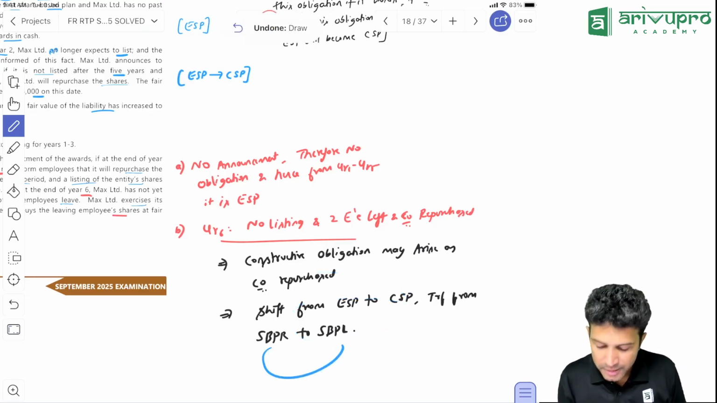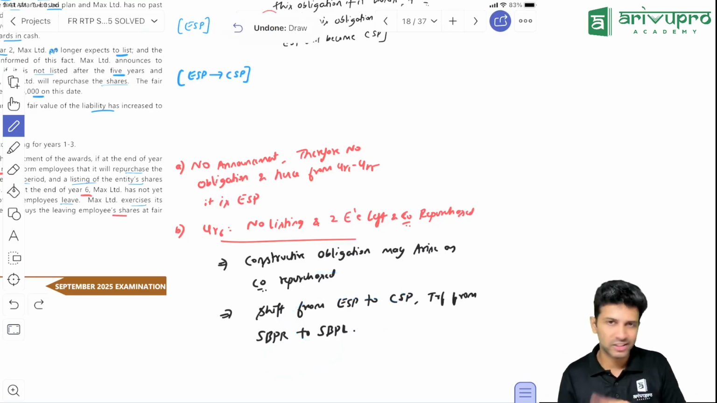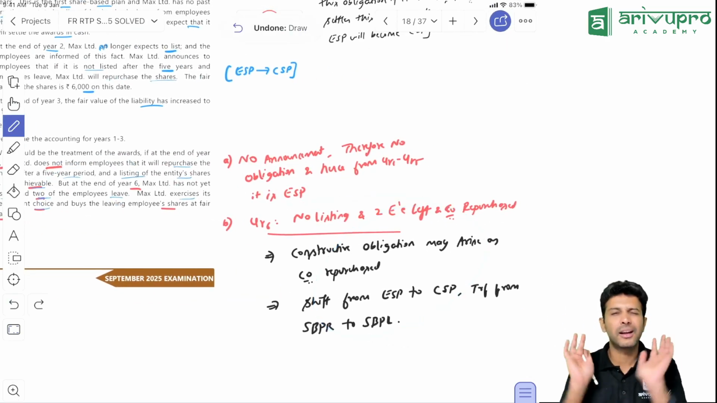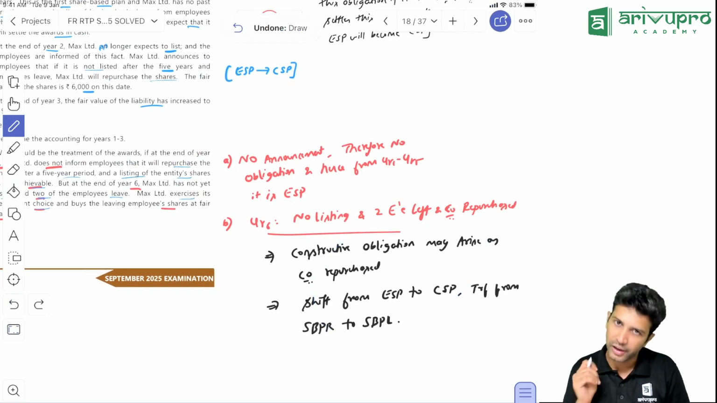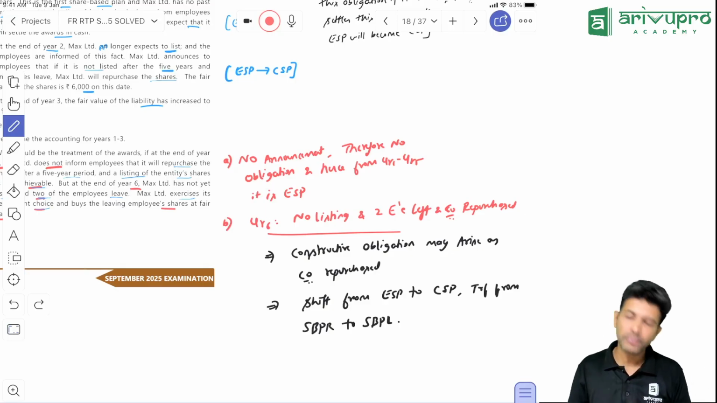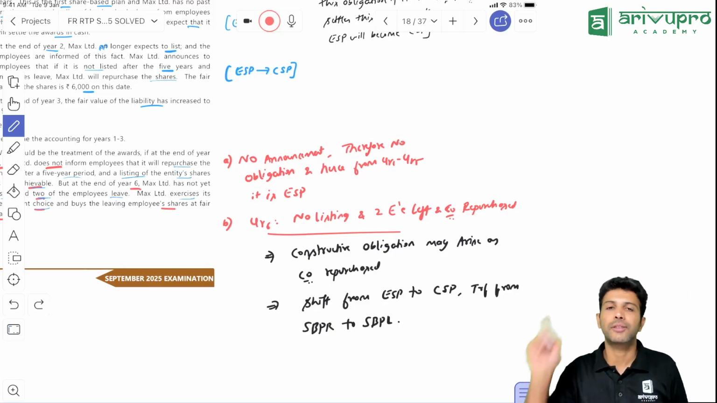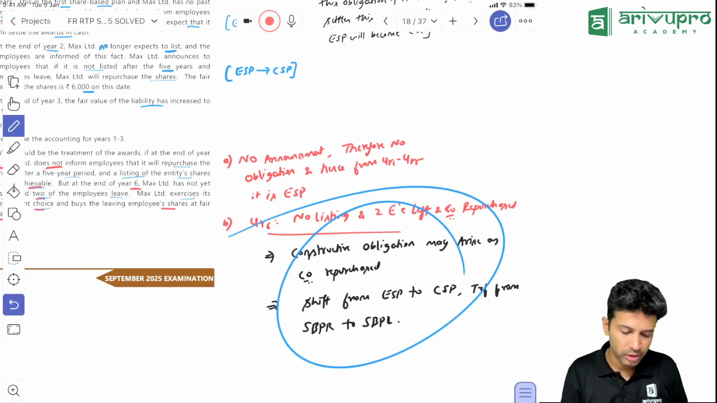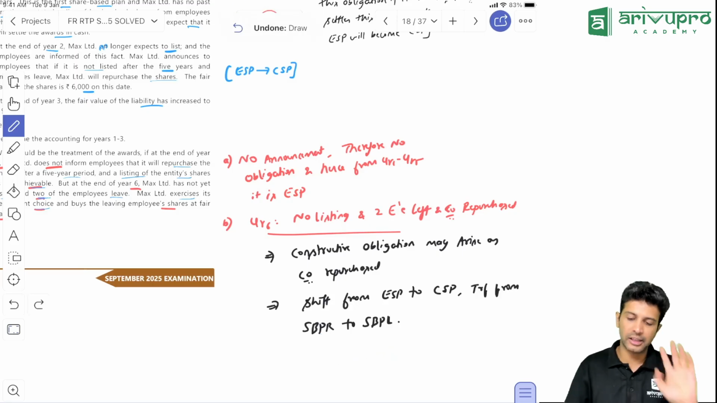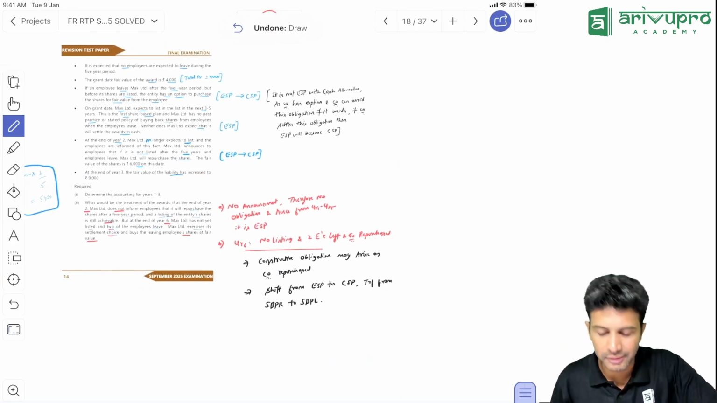So, from equity settled plan, we'll have to shift it to cash settled plan. Meaning from SBPR, we'll have to shift it to SBPL, same accounting. Here the values they have not given, we'll have to keep it at a theoretical level. A little explanation you'll have to give, that's all. Okay. So year 1 to year 5, no obligation, equity settled plan. Since obligation came in 6th year, from equity settled plan, shift to cash settled plan. Okay. From SBPR, shift to SBPL. That's what we'll have to do. Value not given, so leave it at a theoretical level.